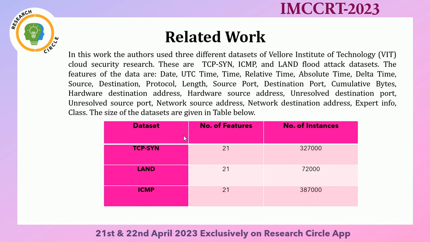Now, the number of features in TCP-SYN is 21 and the number of instances is 3,27,000. In the LAN data, the number of features I have taken is 21 and the number of instances is 7,200. And for ICMP, the number of features is also 21 and the number of instances is 3,87,000.